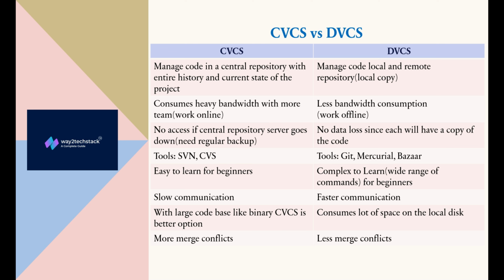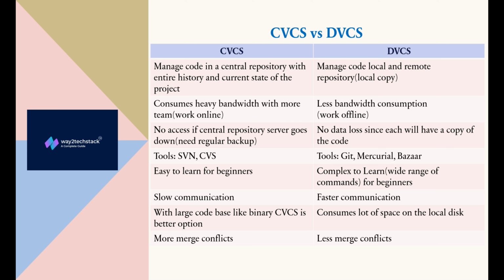Next point is that CVCS consumes heavy bandwidth with bigger teams. Let us say your team size is large, and everybody tries to contribute to the development. Then those people will consume a lot of bandwidth. So if you don't have proper bandwidth, that will affect your development as well, to push the changes. In those conditions, what is the alternative we have? DVCS. It will consume less bandwidth.